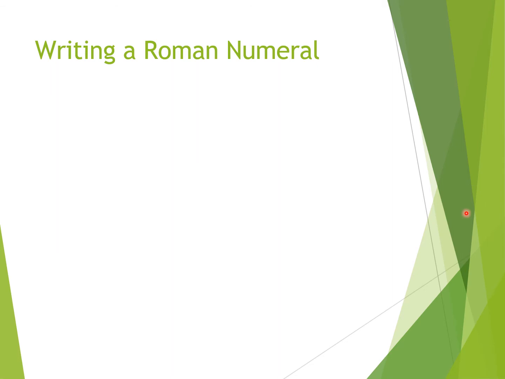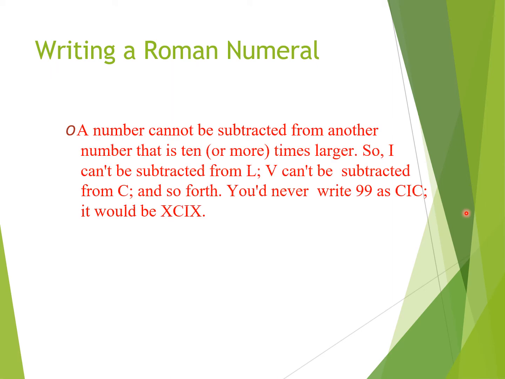Writing a Roman numeral: a number cannot be subtracted from another number that is 10 or more times larger. So I cannot be subtracted from L, V cannot be subtracted from C, and so forth. You would never write 99 as IC. It would be XCIX.